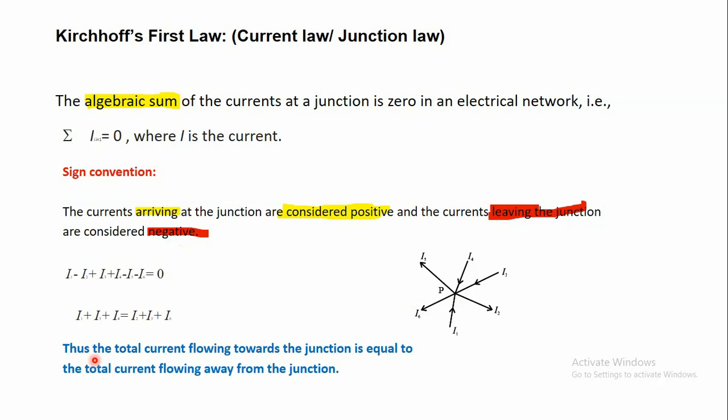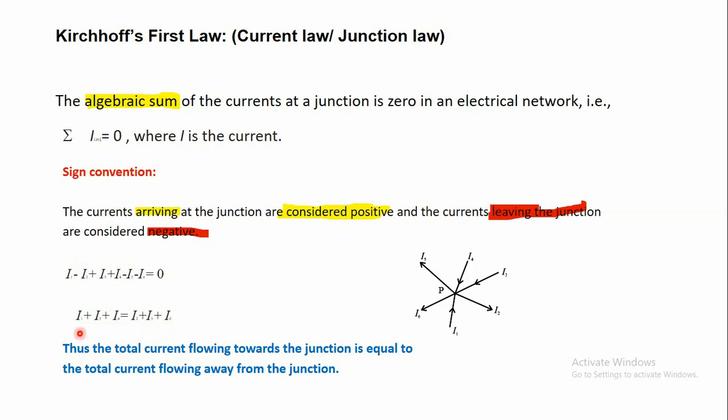So can I write like this? Apply Kirchhoff's first law, that is summation of I equals 0. Now we add all the currents with their sign, that is the algebraic sum. So I1 positive, minus I2 because it is negative, plus I3, plus I4, again minus I5 because I5 is leaving the junction, minus I6 because I6 is leaving the junction, equals 0. Now we take the negative currents to the right hand side. So it will become I1 plus I3 plus I4 equals I2 plus I5 plus I6.